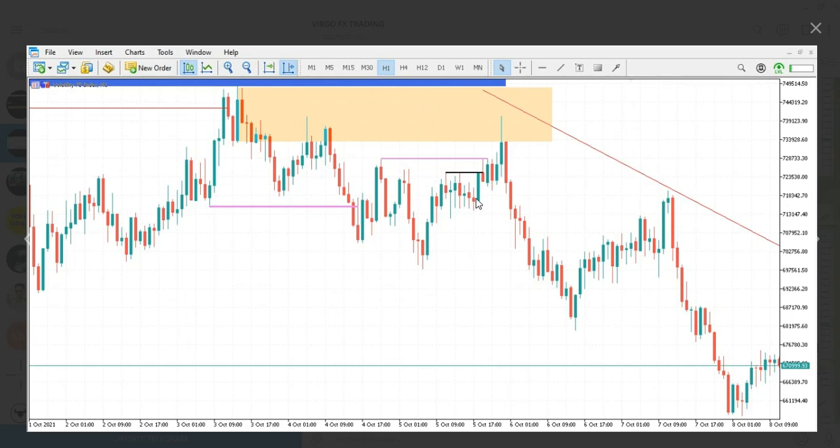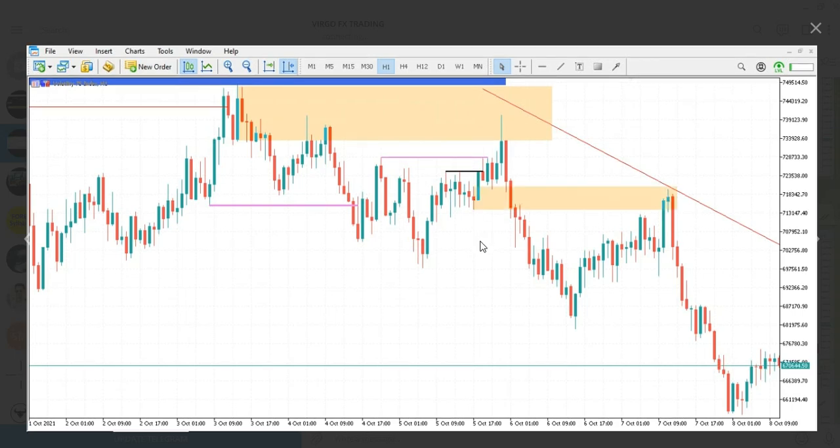Remember, we are on H1. This was our sniper entry 1. This was our sniper entry 2. Let's see. We can clearly see that price did not respect this order block here. This is the order block for the macro, but this one here is for the micro. Let's see in the next photo.